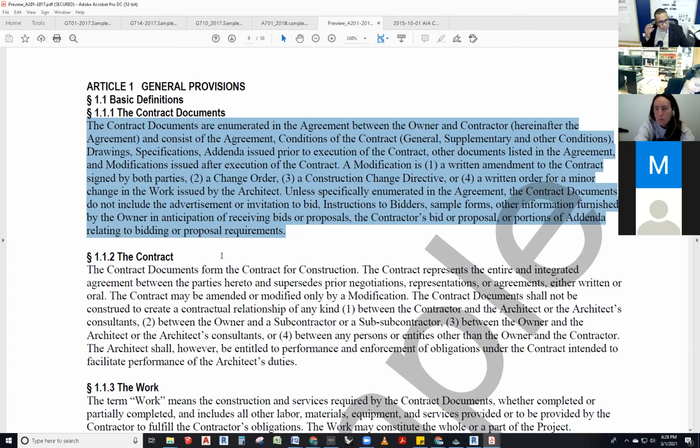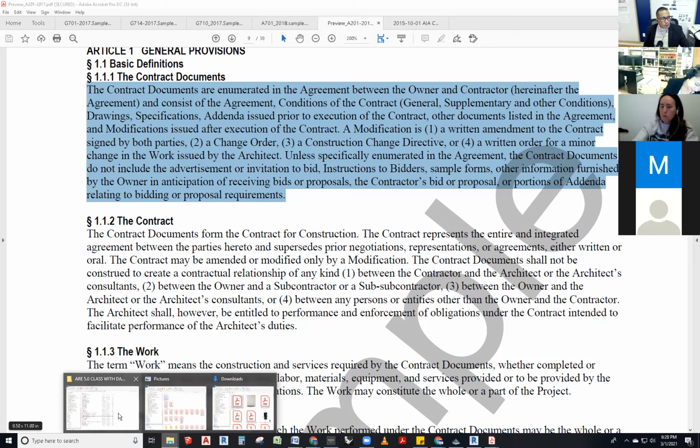Unless specifically enumerated in the agreement, the contract documents do not include advertisement or invitations to bid, instructions to bidders, sample forms, other information furnished by the owner in anticipation of receiving bids or proposals, the contractor's bid or proposal, or portions of addenda relating to bidding or proposal requirements.